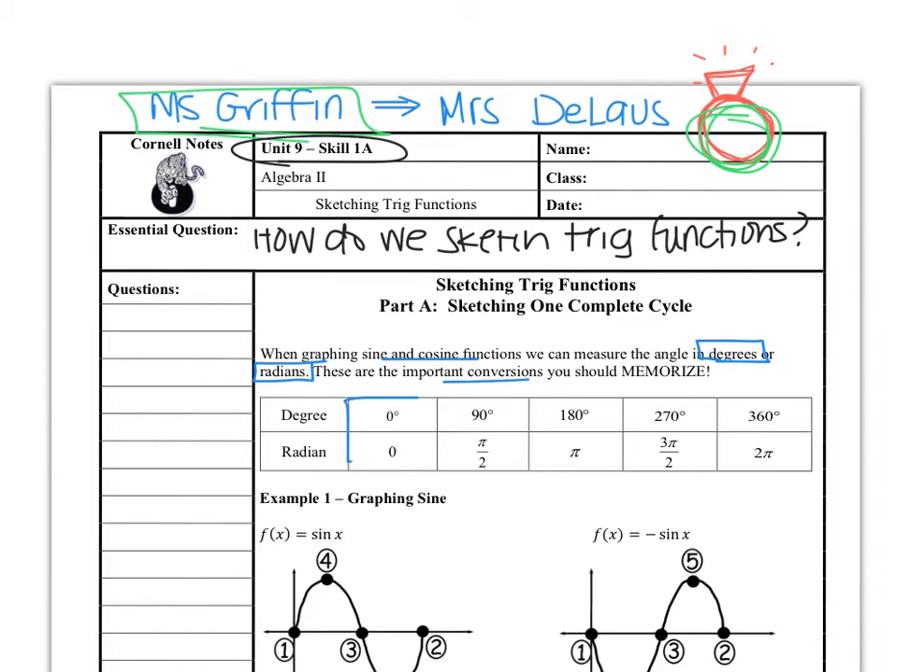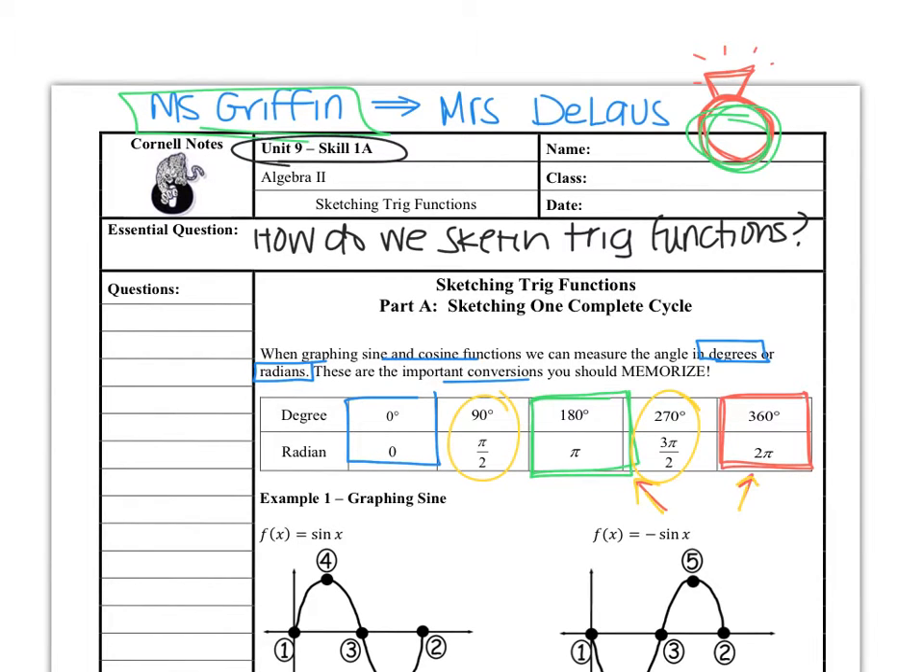Of course, 0 is equivalent to 0. Another big one is 180 is the same as pi. And then 360 is the same as 2 pi. These are your two big ones that you should definitely memorize without question. Now, it's really good to memorize these other two. 90 is the same as pi over 2, and 270 is the same as 3 pi over 2. But the two key ones to memorize are 180 is pi, and 360 is 2 pi, twice of 180.